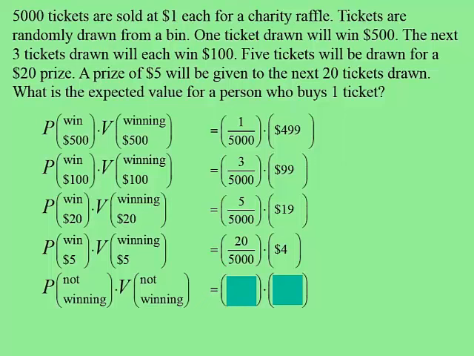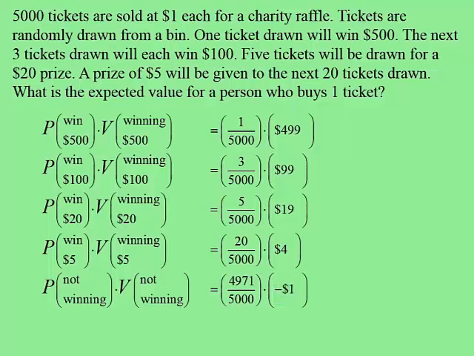Now finally, what's the probability of not winning anything? Well, we can use a little trick here that we learned in an earlier section. If we add these first 4 together, that's 20 plus 5 is 25, 28, there's 29 winners out of 5,000 people. So how many does that make that are not winners? That would be 5,000 minus 29. So the probability of not winning is 4,971 out of 5,000. The value, of course, is you lose your dollar.